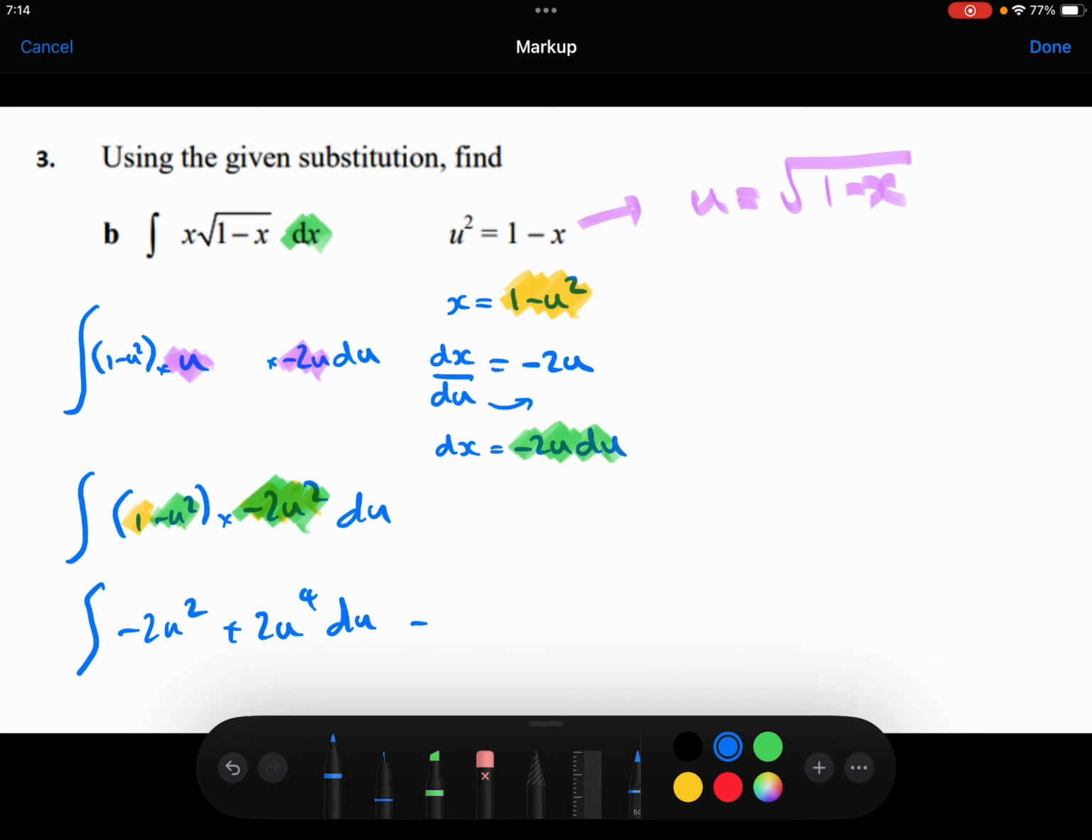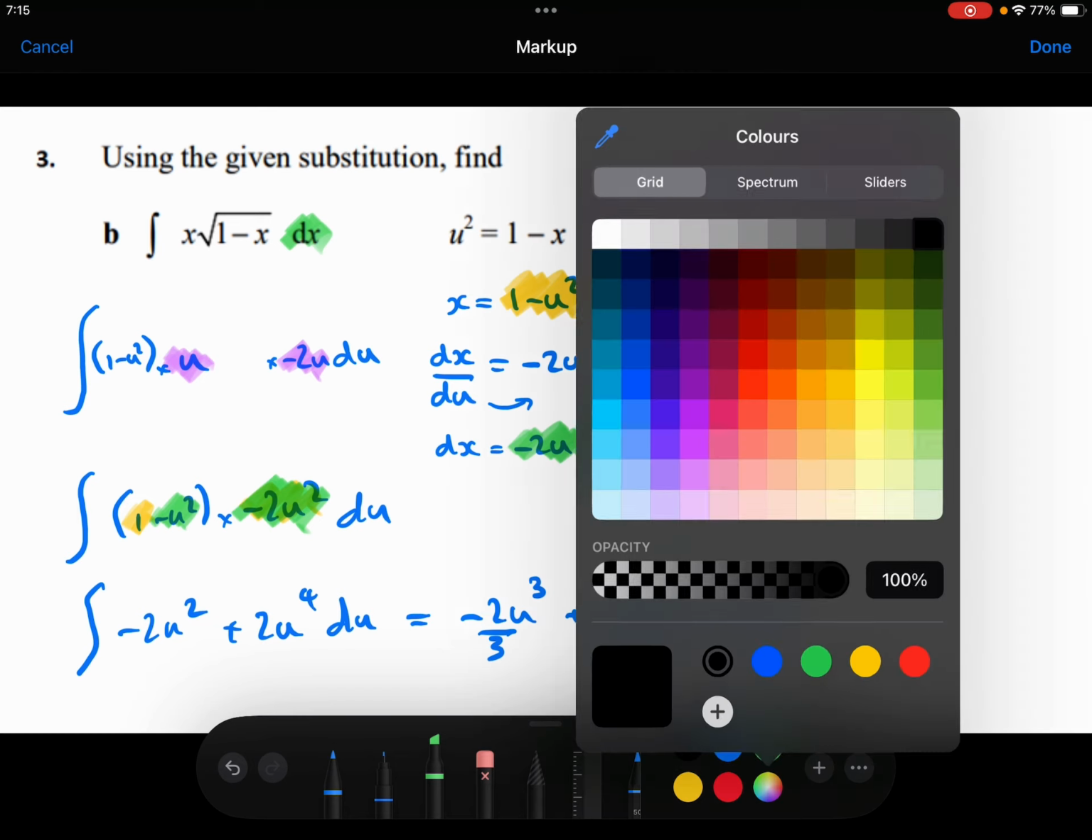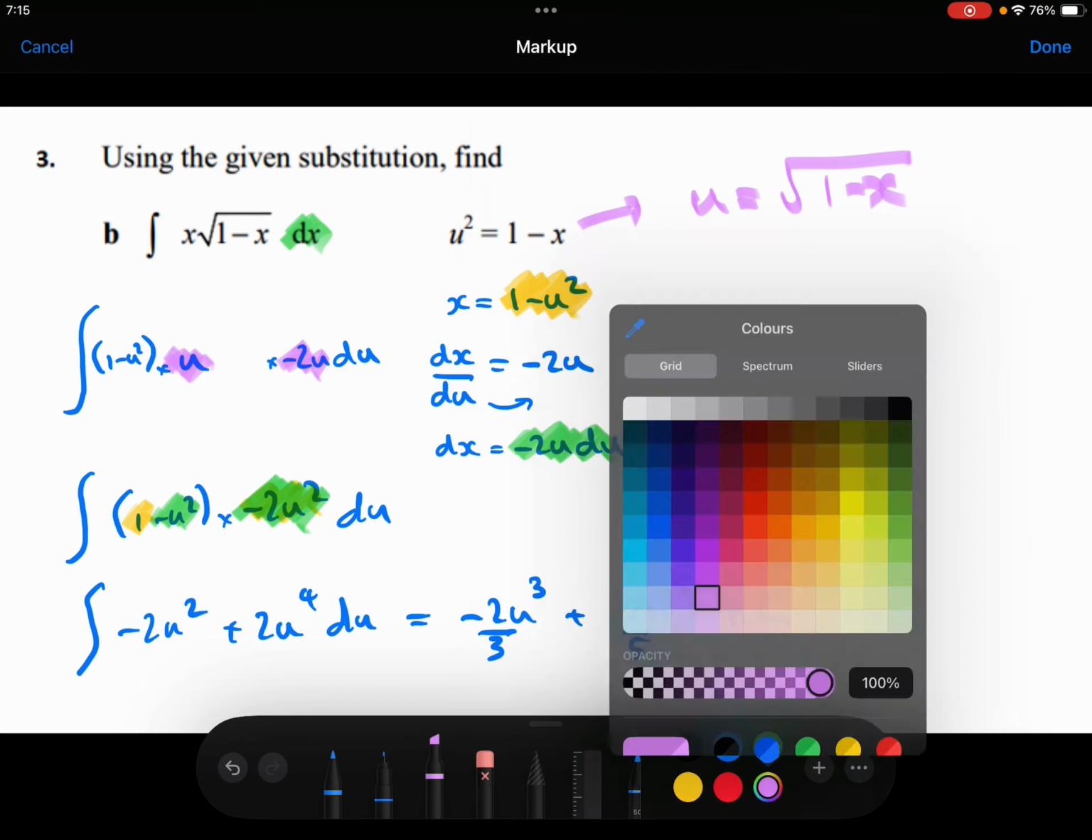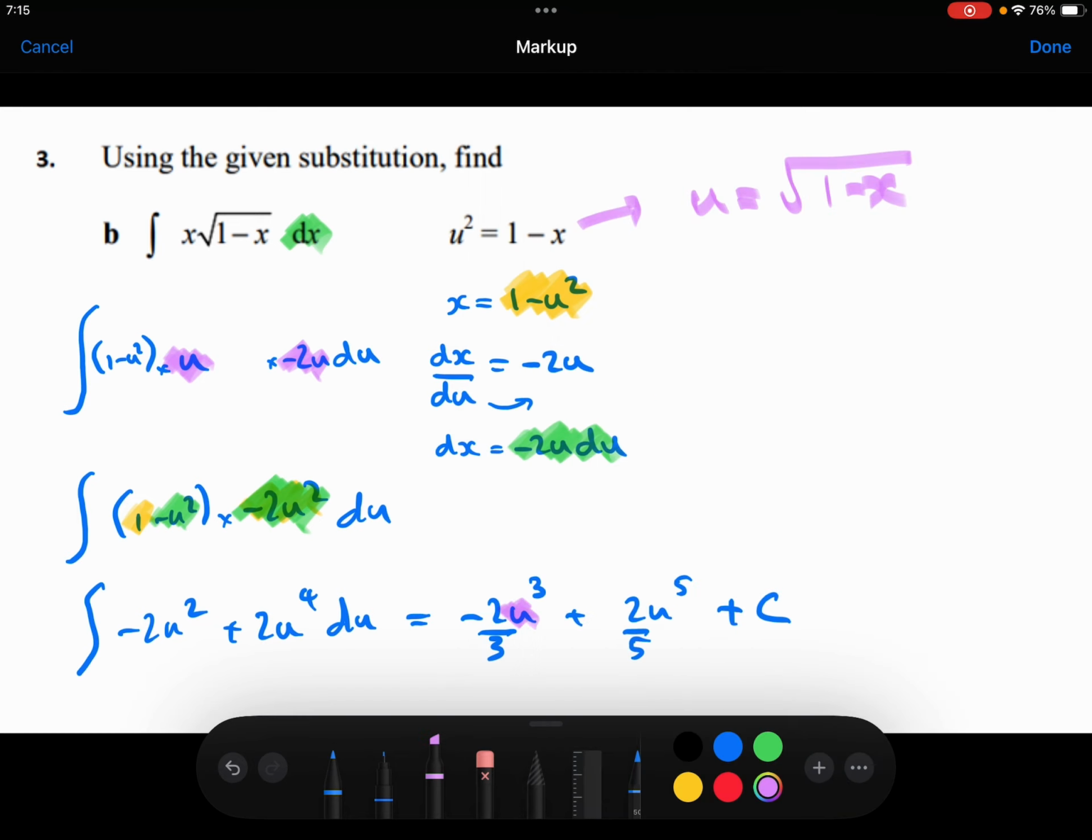And finally, after all of that, we can actually do some integration. So we're going to add 1 to the power and divide by the new power, plus c. We do need to go back to the x world though, but that's fine because we know that the u can be replaced with the square root of 1 minus x.